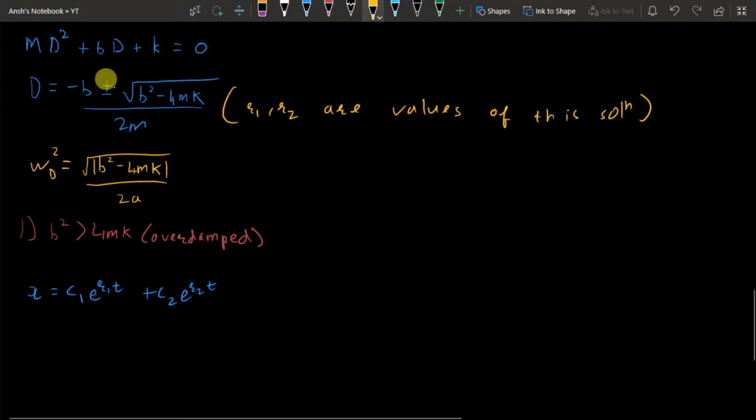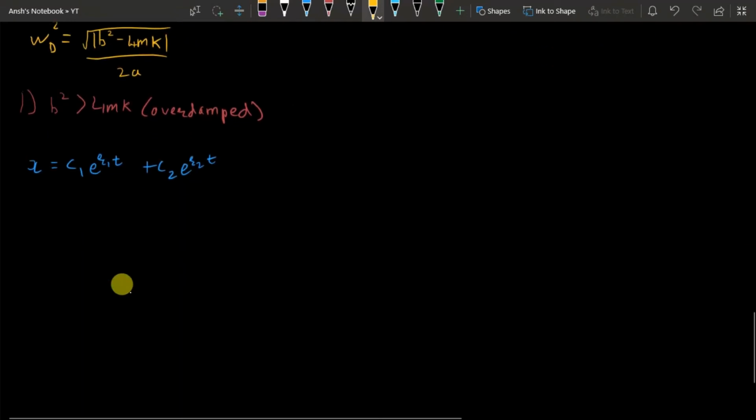So knowing the values of B, M, and K, since they are all practically known to us, we can determine the value of R1 and R2. And then we know R1 and R2, and C1 and C2 will be determined by the initial condition. So let's do an example for this case.